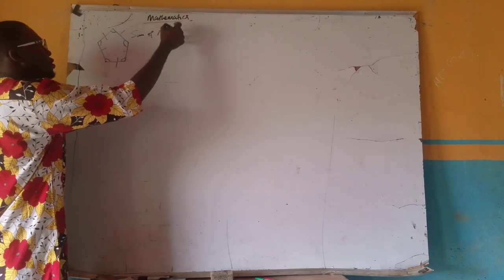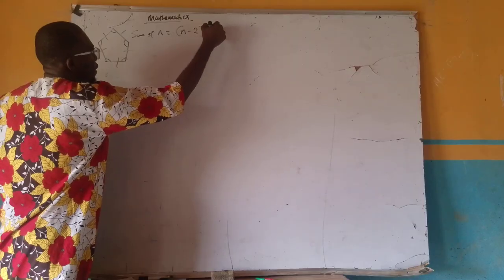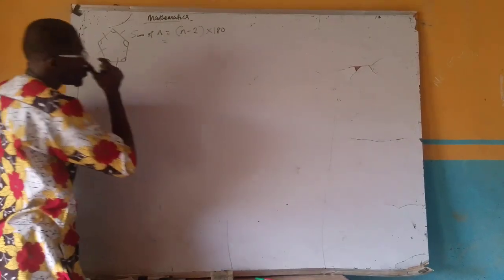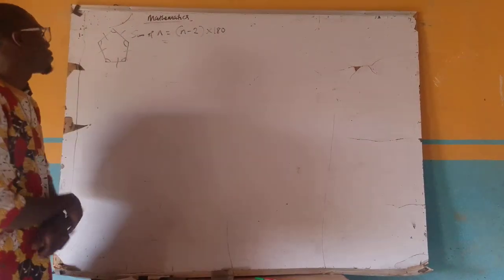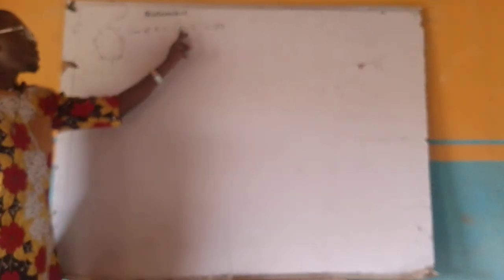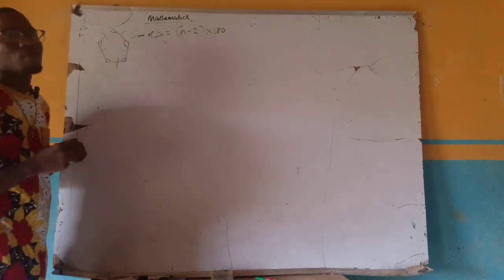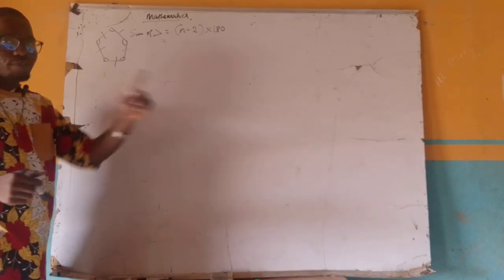Okay, angles is equals to what? Open bracket n minus 2 times 180. So this is the formula that we use to find the sum of interior angles. It's not something that is very difficult. So now what does n stand for? Remember, not this end. This one means angles. I just represent it as angle. So n stands for number of sides.